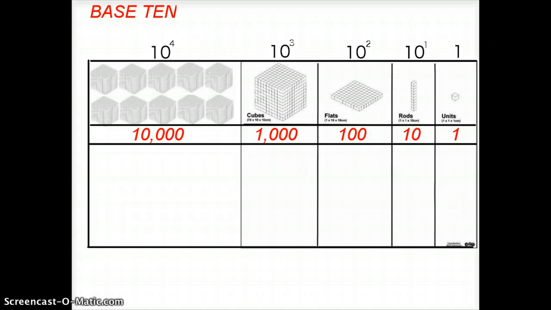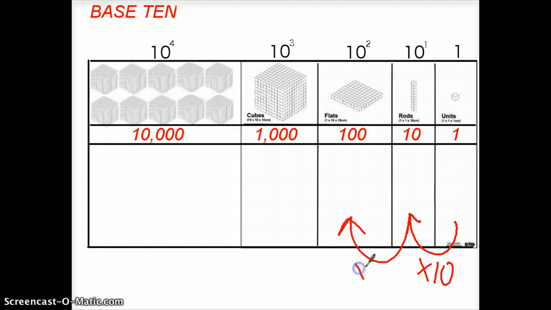Before I would do this, I would make sure that my students had a solid base and knowledge about our base 10 system as a positional system where each position is a power of 10. I would also make sure that my students understood that each place, as we move larger, is 10 times the one that's to the exact right of it, the second smallest place. So this is 10 times the size. So 1 to 10, 10 times the size.